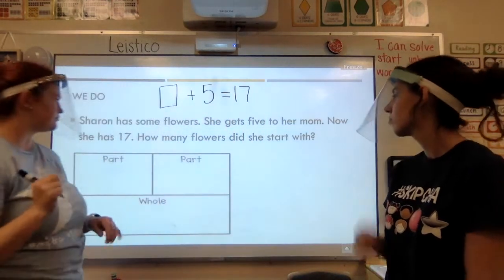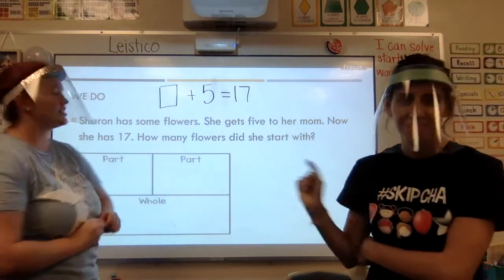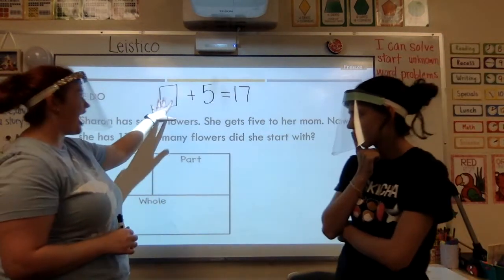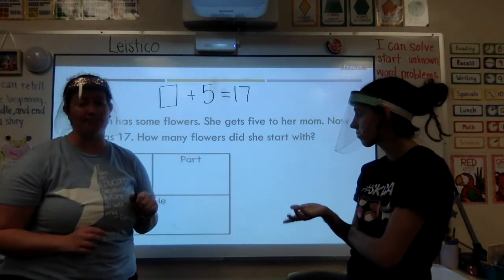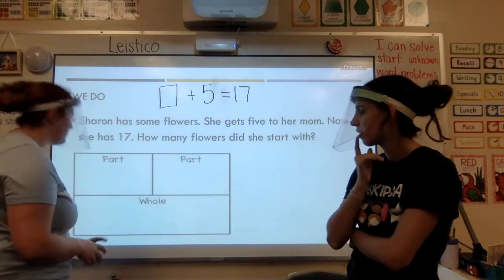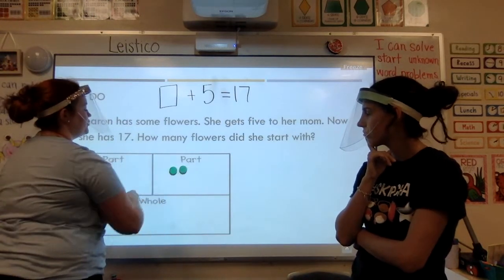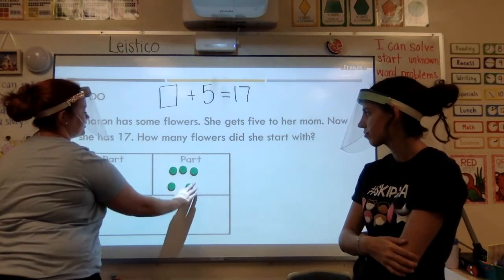Okay, so I'm going to solve this using my part-whole math, okay? But I don't know how many she started with. I don't have that first number. But that's okay. I do have my second part. She had 5 that she got from her mom. So I'm going to build 5 in my second part. 1, 2, 3, 4, 5. Okay? 5.